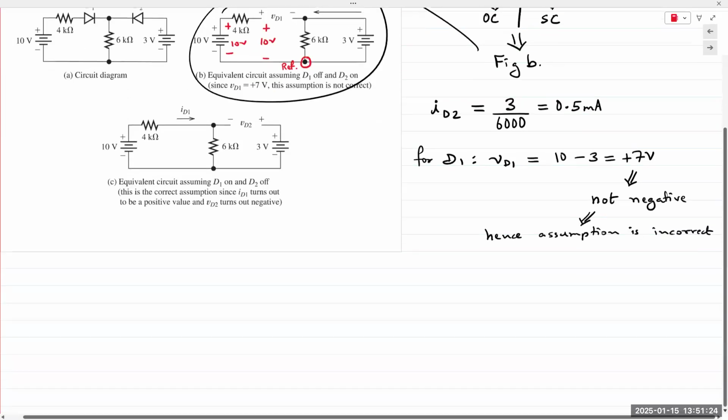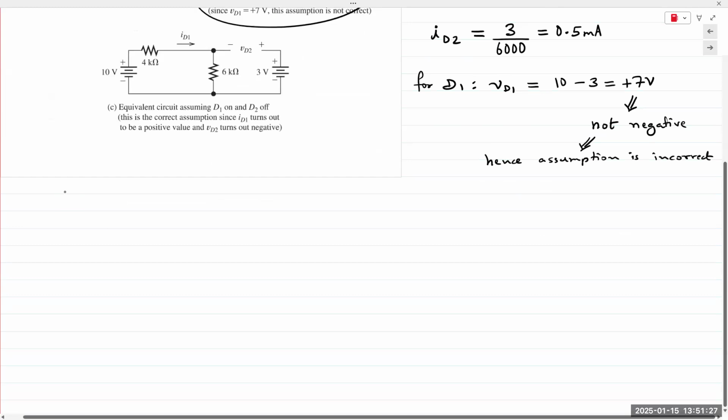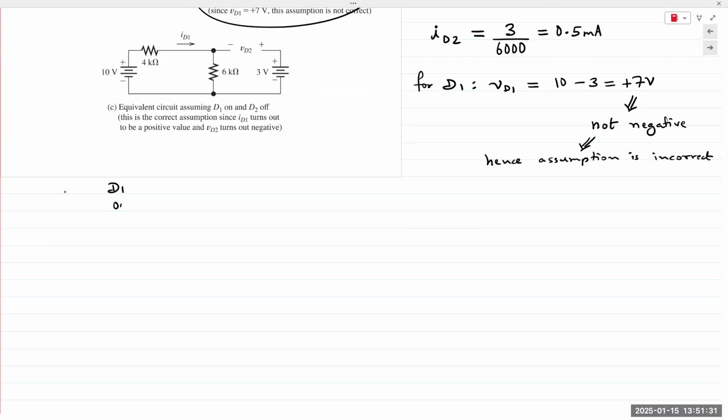Let's test another one. In this case, let's test D1 on and D2 off. For this combination, on means D1 is replaced with a short circuit, D2 is replaced with an open circuit, and we obtain from this assumption figure C. It is right there, that circuit.